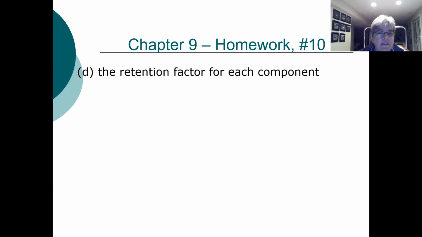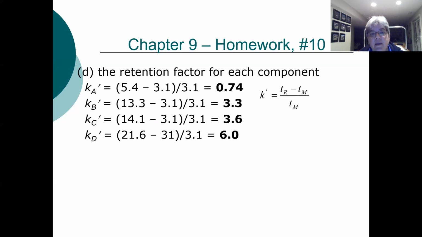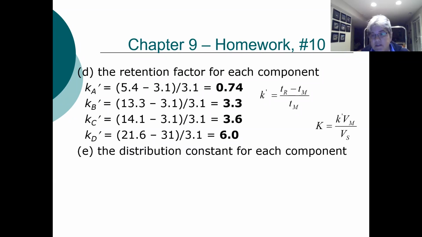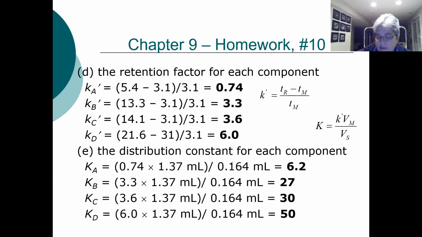Okay, then the next one was calculate retention factor. So that's this formula, and these are the values you get. So notice that three of them are in that optimal range of 2 to 5, and then 6 is still pretty good. All right, then it asked you for distribution constant. That's the equilibrium constant, which we can get from this equation right here. And these are the numbers that you got for that.